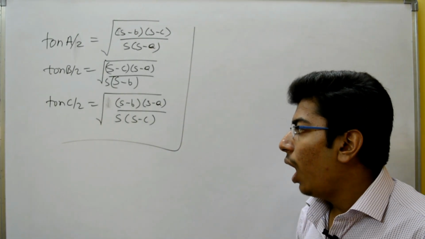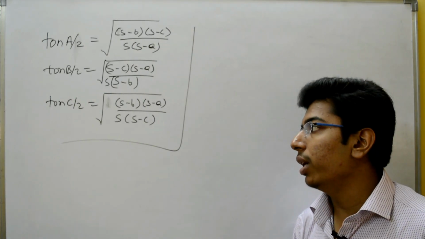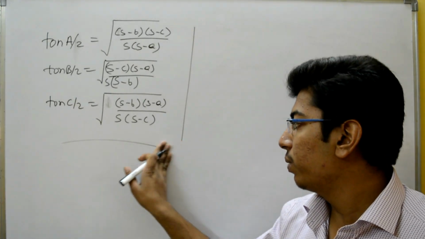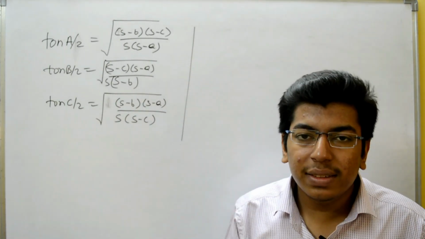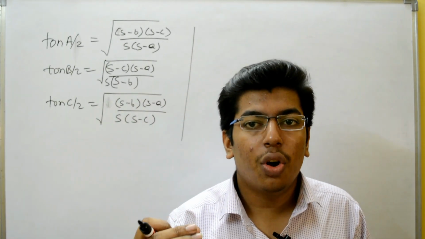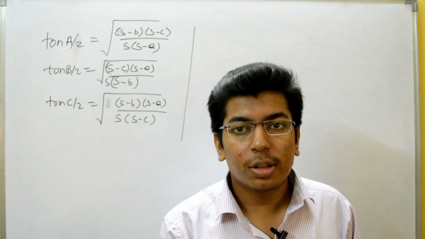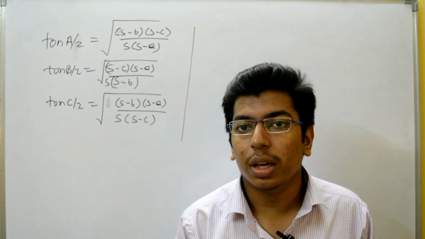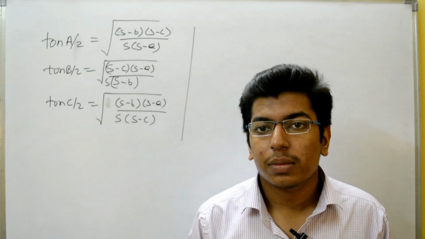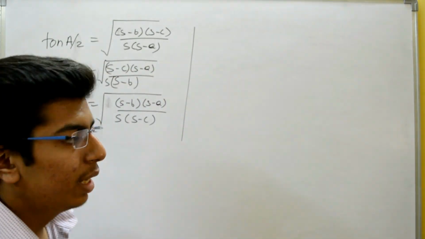So now how to prove tan A by 2, tan B by 2, tan C by 2? How to prove this formula? This is very simple. You should prove it on your own. Try to prove it on your own. Pause this video and try to prove it on your own. Okay. So, how to prove it?